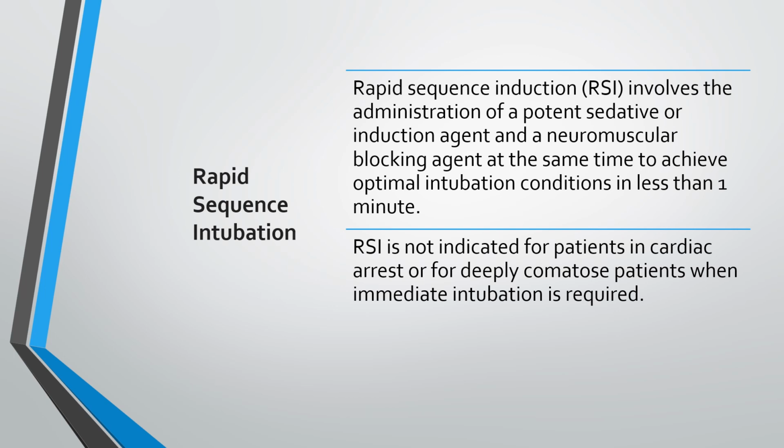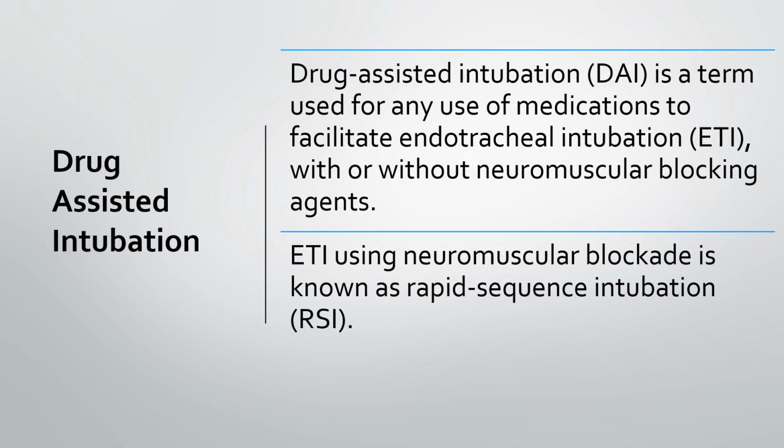So we talk about a couple of our different airway patients. Crash airway is that patient who just crashed, is about to code. We're getting an intubation as soon as possible. We're not worried about using any type of medications to help us with the intubation. We're just trying to get the intubation done ASAP. And then RSI and DAI are our other ones.